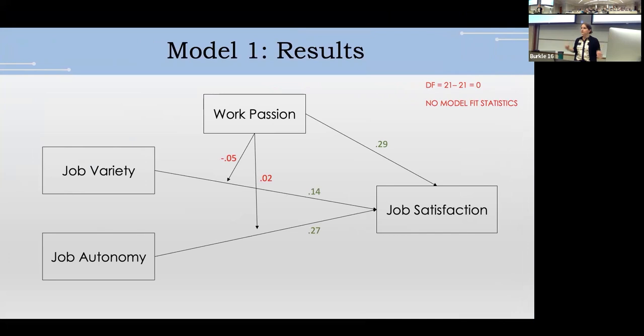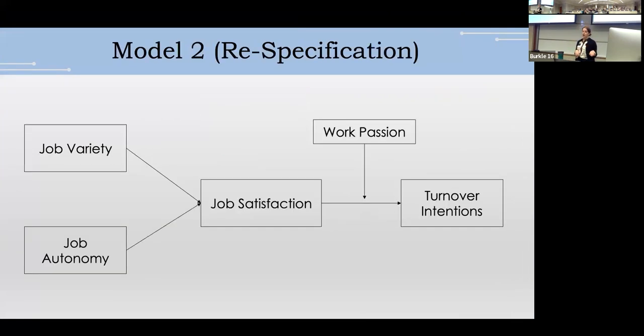Good? Now what do we do next? What do we want to do next? Respecify, right? So just say that. We then proceeded to specify a second model. Model 2. This model had job variety and job autonomy once again predicting job satisfaction, but we also used job satisfaction as a predictor for turnover intentions and moderated that relationship with work passion. I'm literally just describing what I'm doing. Now, that's the model I specified.